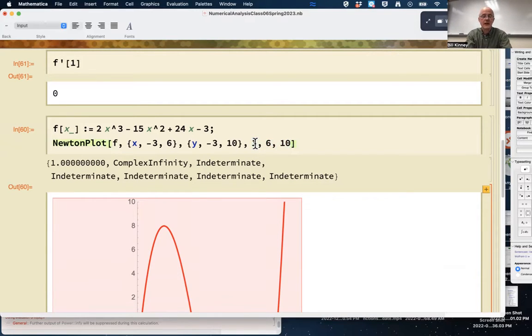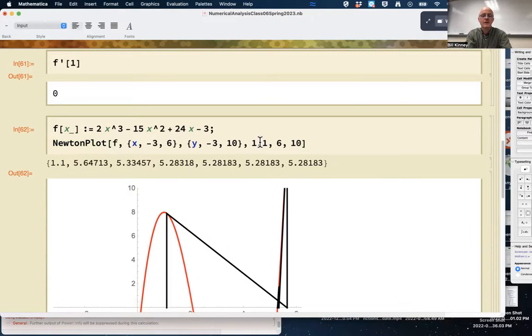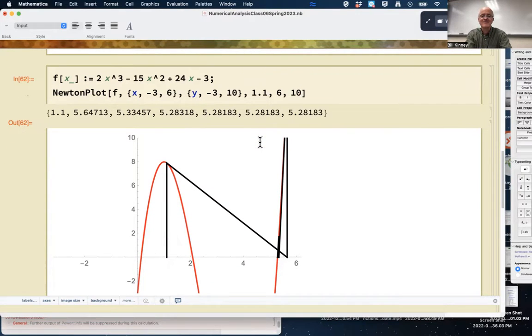If I choose something different, like 1.1, well, it's a different seed, but it's doing something weird, isn't it? It's going up to the graph, finding the tangent line there. The tangent line is close to horizontal, you might say, relatively speaking, and its x-intercept is way over here. And then we follow that curve. We're heading toward this root right here. So we're not going close to the root that we were after. We're going close to a different one.